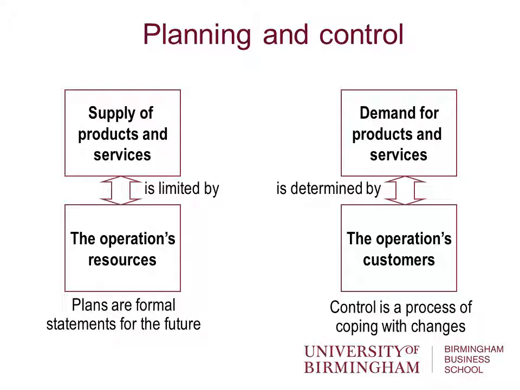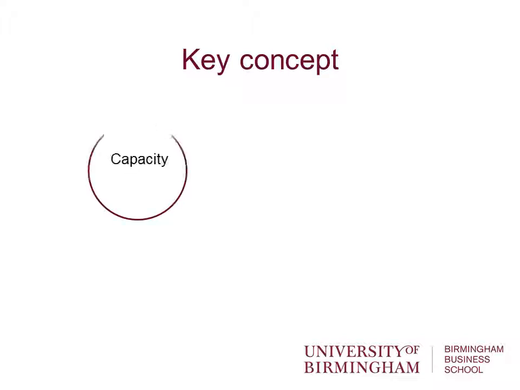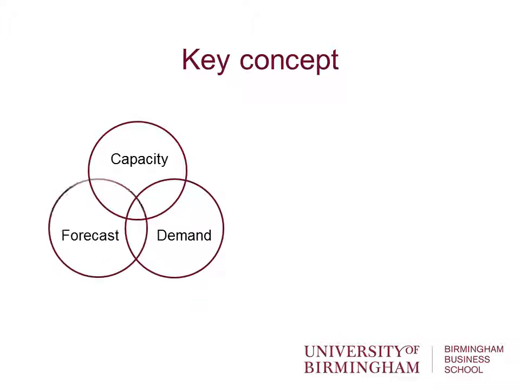So we have 2 sides of this then. We have plans, statements for the future, on the one hand, and control, coping with changes. And operations managers are seeking continuously to reconcile both supply and demand. So they are seeking to reconcile plans and controlling demand. Okay? So the key concept I've tried to get across here: we have capacity on the one hand and demand on the other hand.